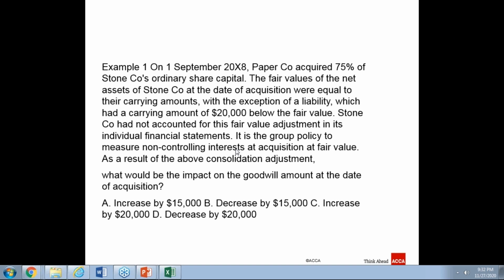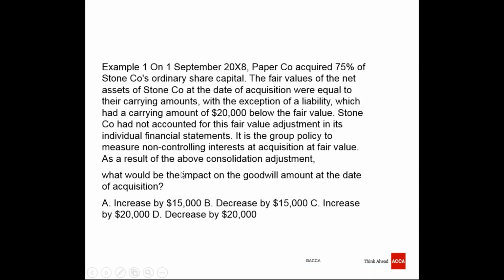So do you want me to explain? Yes. It says that the fair value of the net assets of the stone at the day of acquisition is equal to the carrying amount except for the liability. Do you remember that we are talking about the liability which had a carrying amount below the fair value? That means the carrying amount is lower and the fair value is higher. So when we adjust this figure, it means that you have to increase the value of the liability.